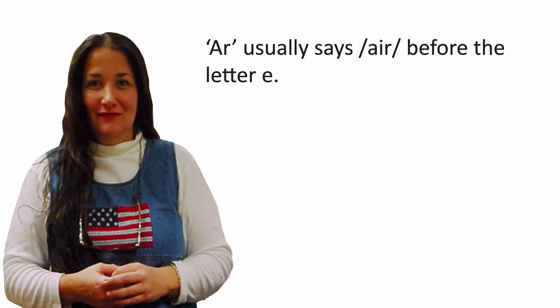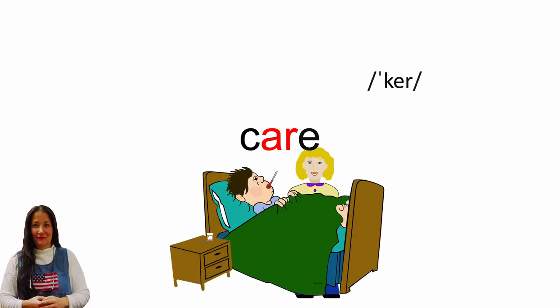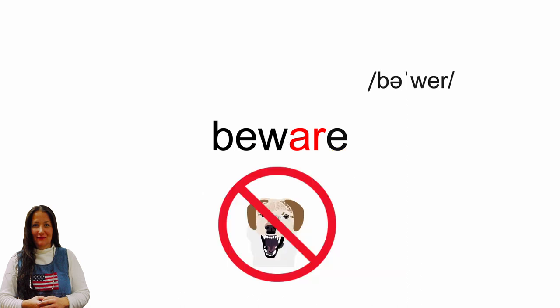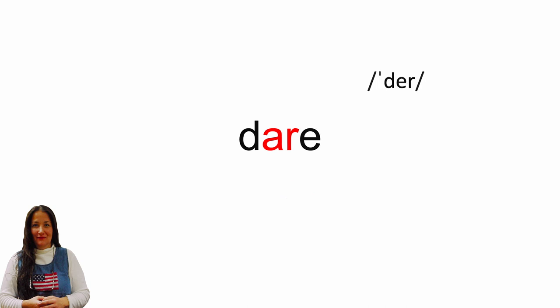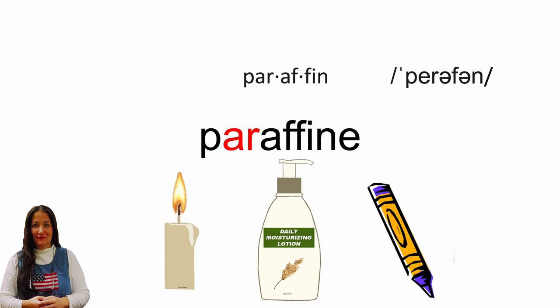AR usually says air before the letter E, such as care. Beware. Beware of the biting dog, the potentially biting dog. Dare. When you challenge somebody, you give them a dare. You dare them to do something. Paraffin. Paraffin is a flammable, waxy solid consisting of hydrocarbons from petroleum or shale, used in candles, cosmetics, and pesticides.